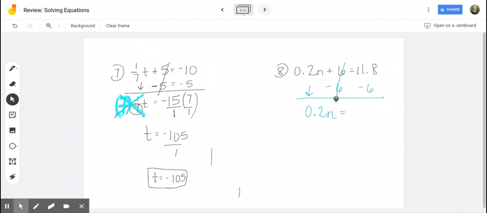I bring down my 0.2. My 6's cancel. And 11.8 minus 6 is 5.8. Okay. So now my n is being multiplied by 0.2. I don't want that. I need n to be by itself. So to get rid of the 0.2, because it's being multiplied, I need to divide.